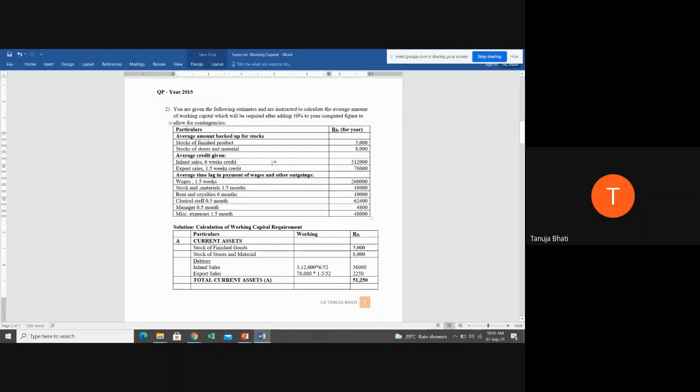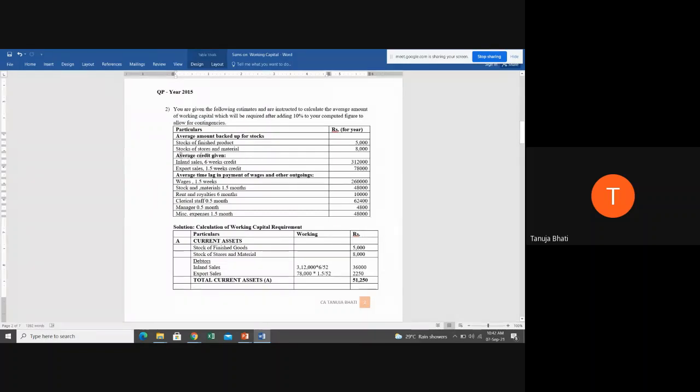So now let us start. Okay, see, current assets. As you told me, stock of finished goods is a current asset, directly written 5,000 here. You told me stock of stores and material comes under current assets, directly 8,000. Why have I directly written it? Here no average period is given, and here it is not a manufacturing unit. Therefore, they did not give us raw material, work in progress, finished goods. So directly finished goods is coming into the picture.